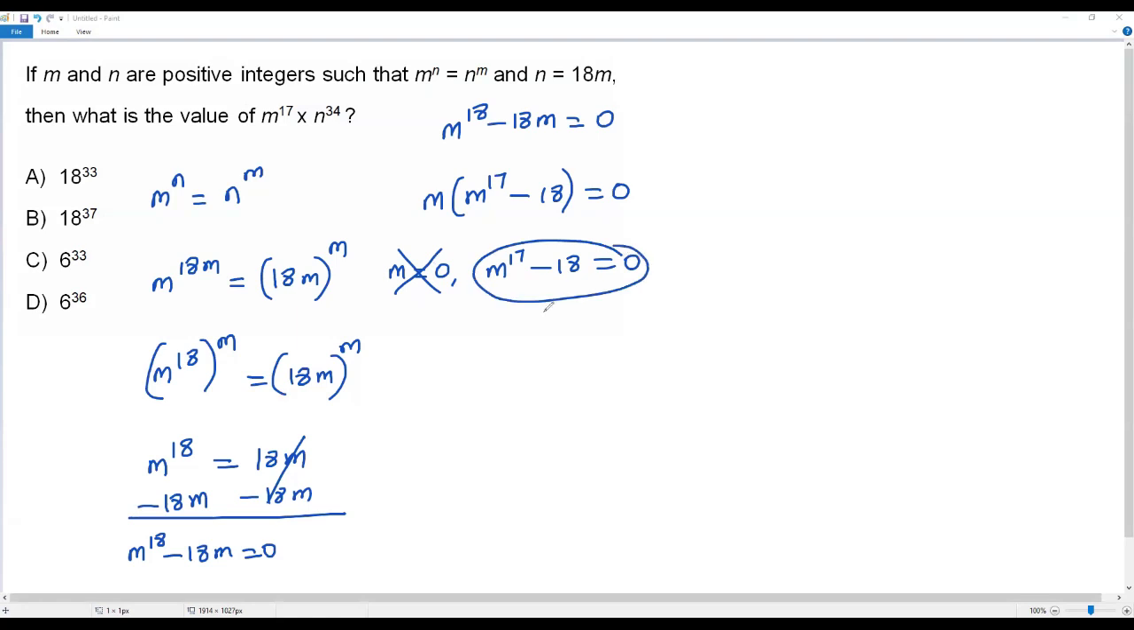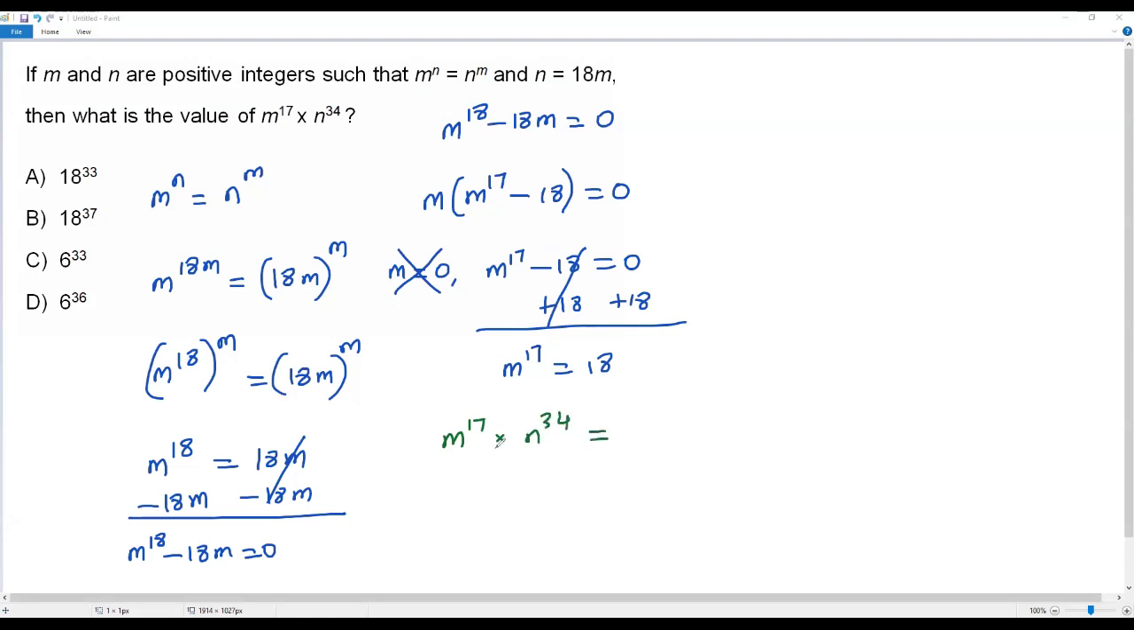Now let's consider the second equation, m to the power of 17 minus 18 equals 0. If I add 18 to both sides, I'm getting m to the power of 17 equals 18. Now let me take the expression for which we have to find the value, that is m to the 17th power times n to the 34th power. Let me write this over here. Already we got the value for m to the power of 17, that is 18. So we can plug in 18 for this one.